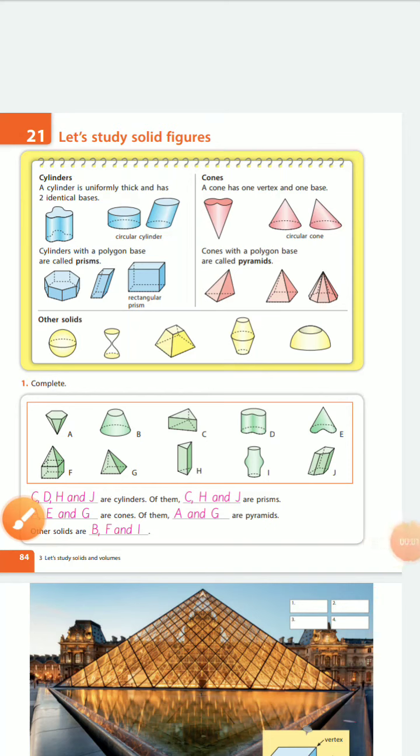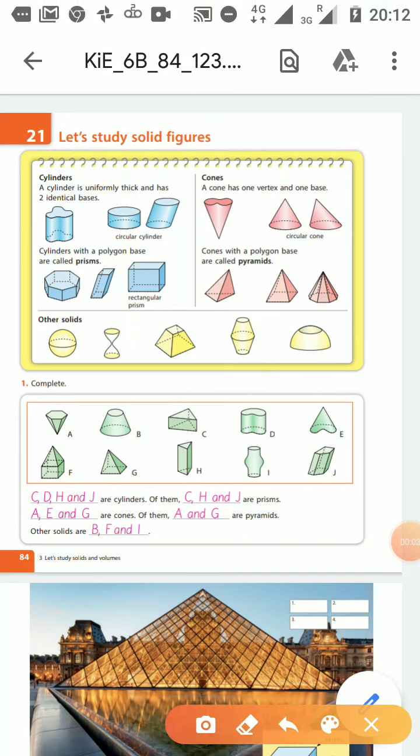Okay, good morning all. We're going to start with a new chapter, a new section actually. We're looking at solid figures here. Let's study solid figures. Now there are four main types of solid figures.